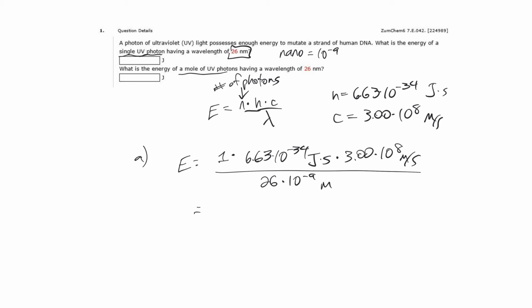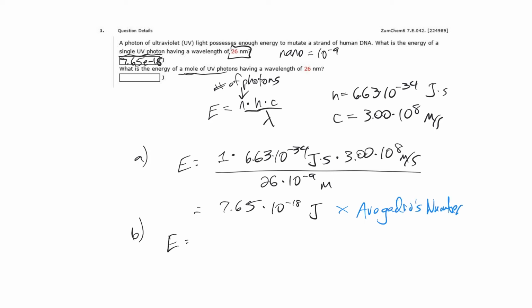Okay, so we crunch the numbers, pull out your calculator to do this. In my case it works out to be 7.65 times 10 to the negative 18th joules. And then in part B, or the second question, they ask what's the energy of a mole of those same type of photons. Students, if you wanted to, you could just shortcut this and just multiply this number by Avogadro's number, and you'll get your answer to the second problem.